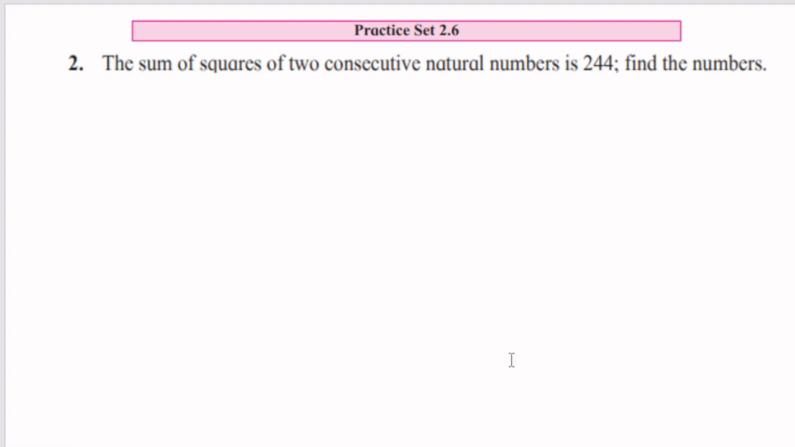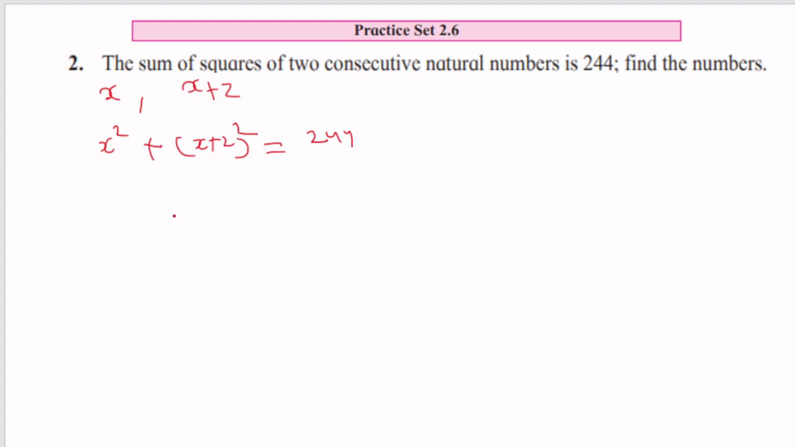Okay, in this question there is one printing mistake. One thing is missed in this. So the question should be: the sum of squares of two consecutive even natural numbers, instead of just a natural number. So if I assume the first number is x, then the second number, if it is even, will be x plus 2. So x squared, x plus 2 whole squared, and the sum of these squares is 244.